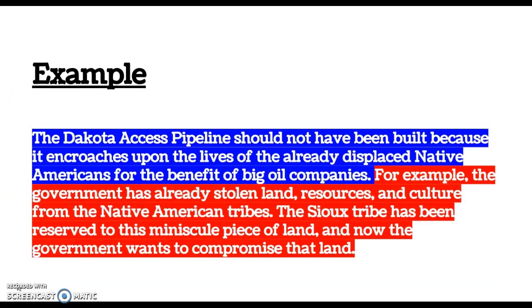So here's my example, same claim. And I said, for example, the government has already stolen land, resources, and culture from the Native American tribes. The Sioux tribe has been reserved to this minuscule piece of land, and now the government wants to compromise that land. So here I give a specific reason about how the pipeline encroaches upon the lives of the already displaced Native Americans. And I'm tying in the government too because the government has approved that pipeline to be built.